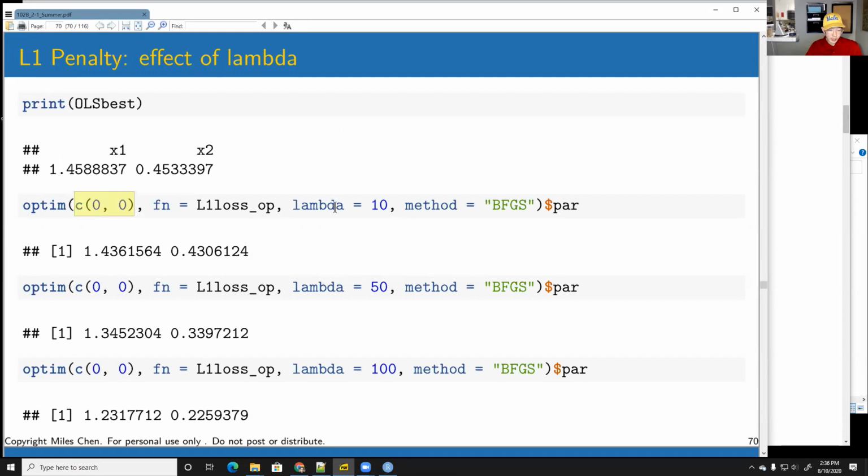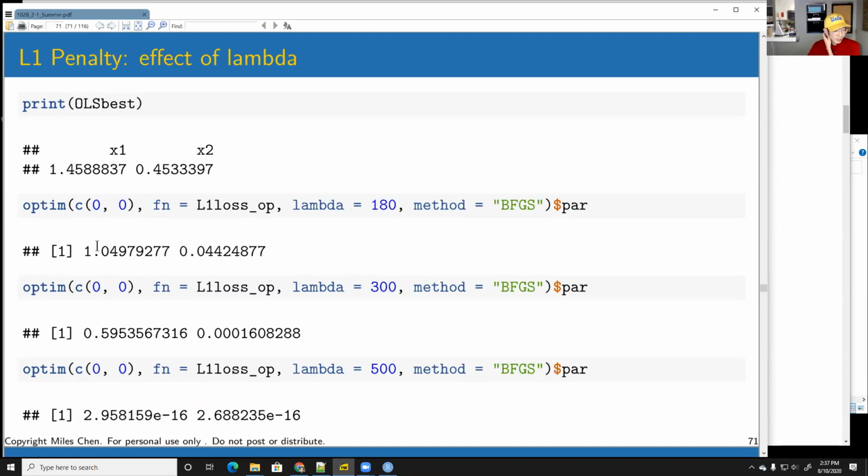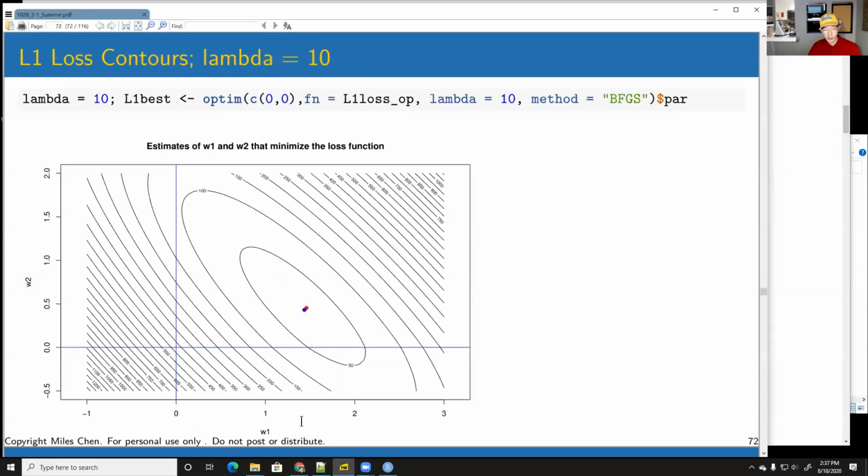And then I plug that into Optim, and I say, if I plug in lambda equals 10, what values does it find? The coefficients that worked out best for ordinary least squares were 1.458 and 0.453. As I increase lambda from 10 to 50 to 100, the coefficients end up shrinking. They go from 1.458 to 1.436 to 1.345 to 1.231. These ones start at 0.453 to 0.430, 0.339, 0.225. As I continue increasing lambda, the coefficients continue to shrink until at lambda 500 they both equal 0.